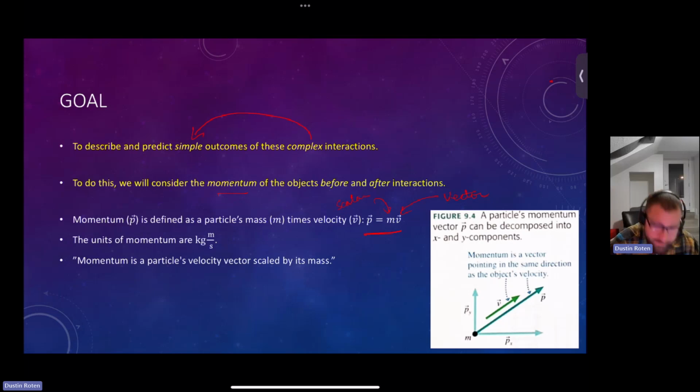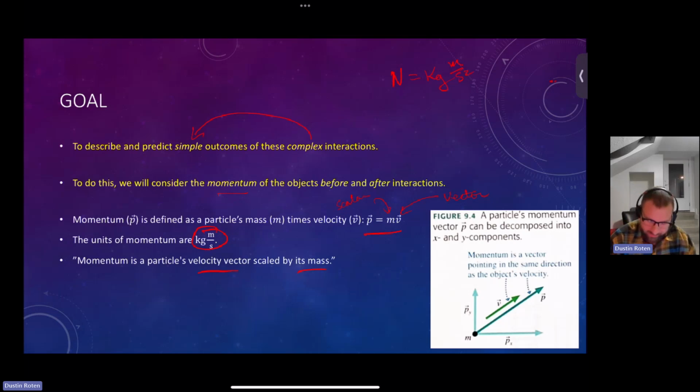The units of momentum are a little weird. It's kilograms meters per second. Don't confuse this with newtons, which is a force. The newton is a kilogram meter per second squared, so you can see we are missing the second squared here; we just have seconds. Do keep that in mind. Don't get momentum and force mixed up. And this last bullet point is that momentum is a particle's velocity vector scaled by its mass.